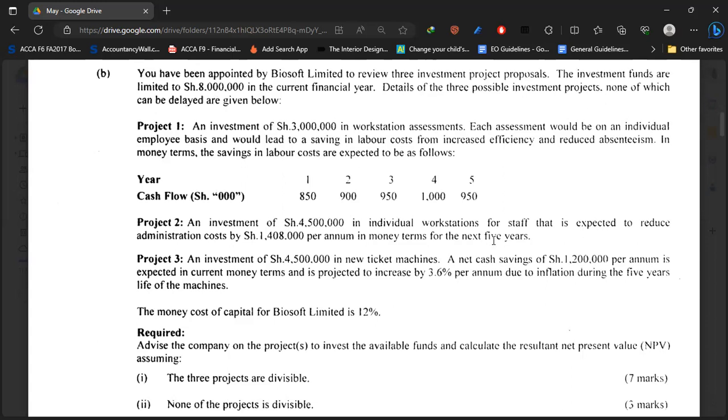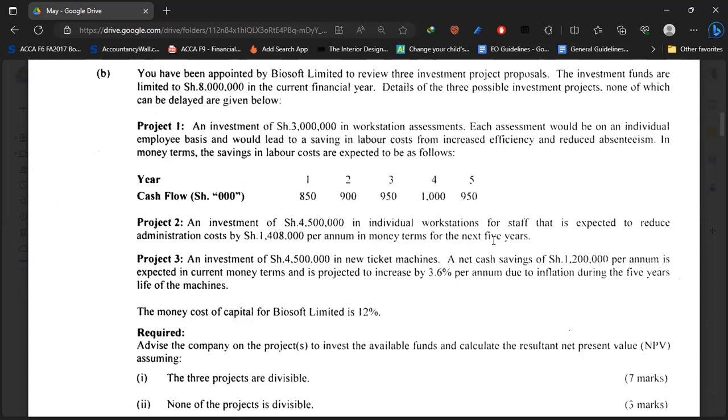Required: advise the company on the projects to invest the available fund and calculate the resultant net present value, assuming 1, the 3 projects are divisible, 2, none of the projects is divisible. Remember, those are the options.